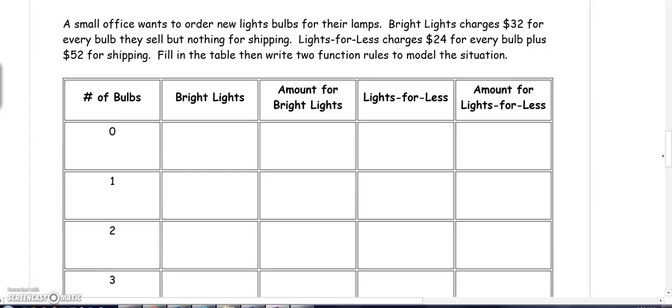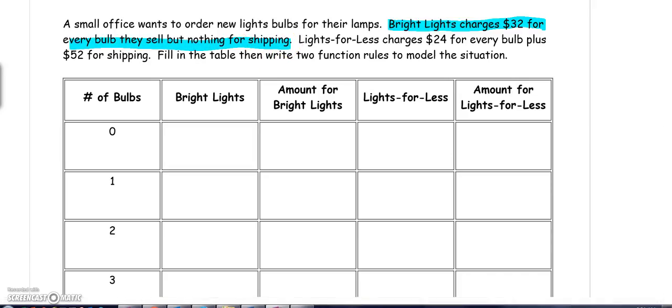Let's look at another example. So a small office wants to order new light bulbs for their lamps. Bright Lights charges $32 for every bulb they sell, but nothing for shipping. So shipping is free when you go through Bright Lights. They're only charging you for each light bulb.